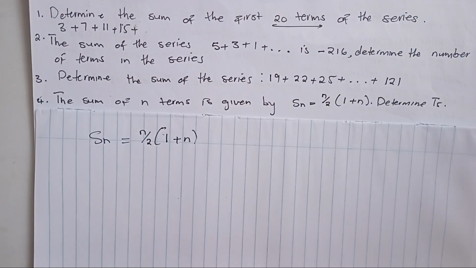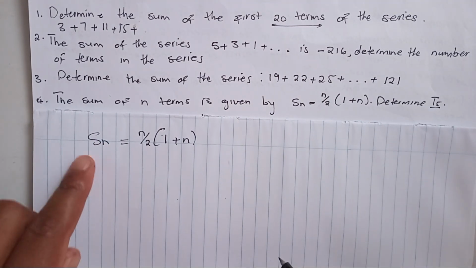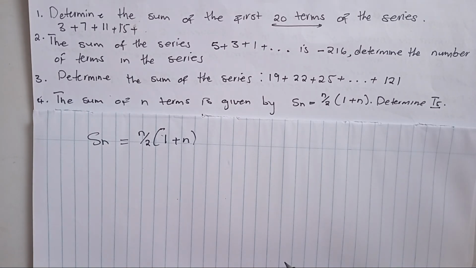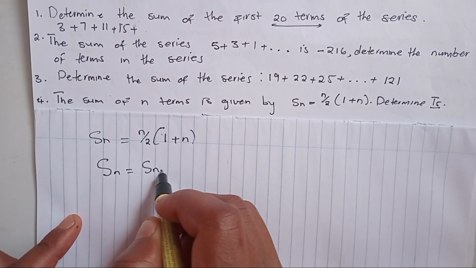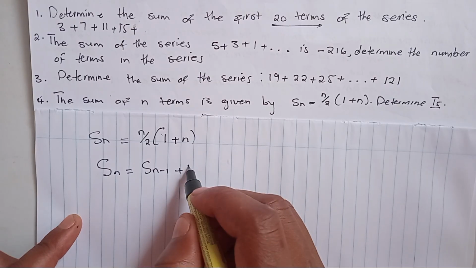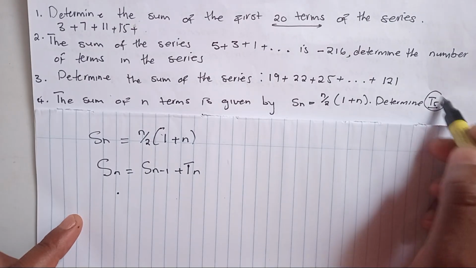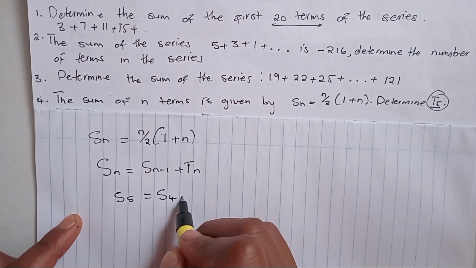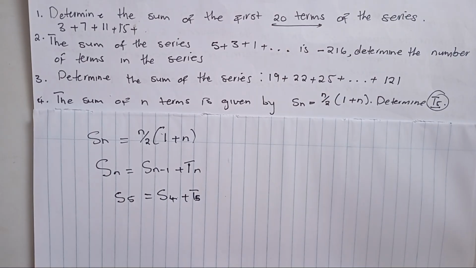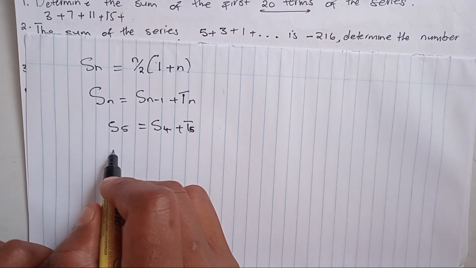Guys, I have told you enough that if you are having such a question, we are looking for T5 and they gave you the sum of, what are you going to do? You're going to say, I know that Sn is equal to Sn minus 1 plus Tn, which means that if I'm looking for T5, I must find S5, which is going to be equal to S4 plus T5. I told you at the beginning of the video that this type of question is going to come. So let's find S5 now.